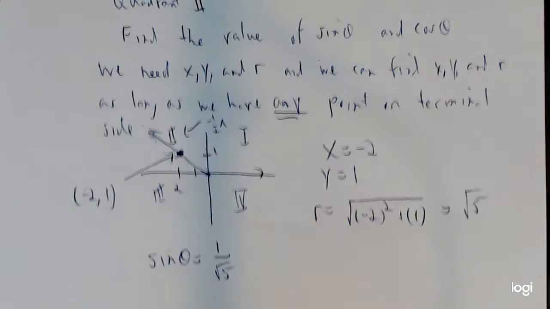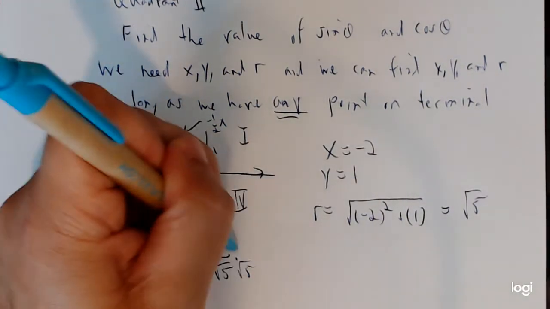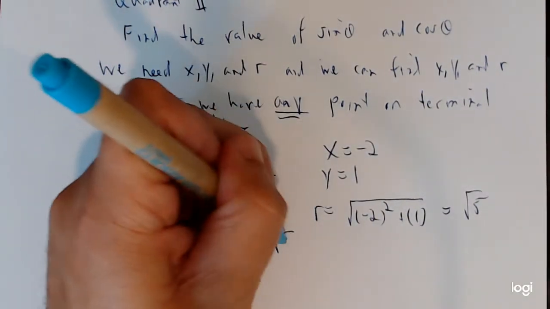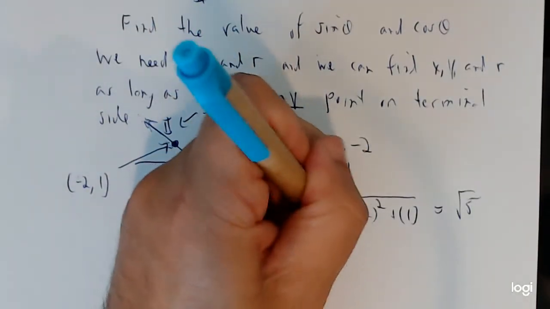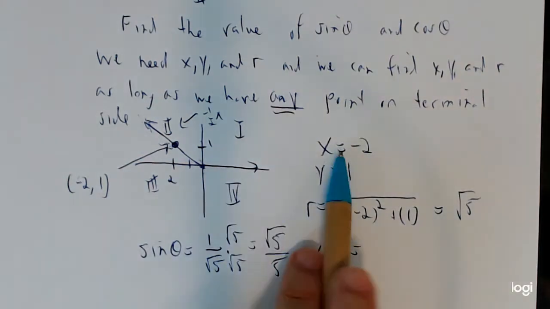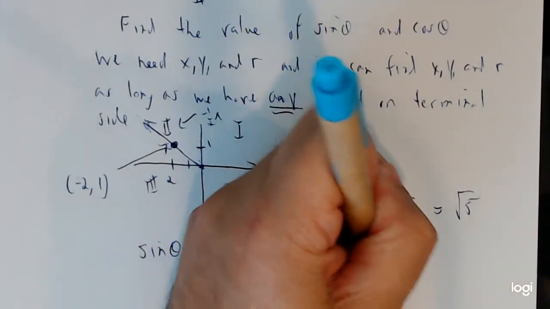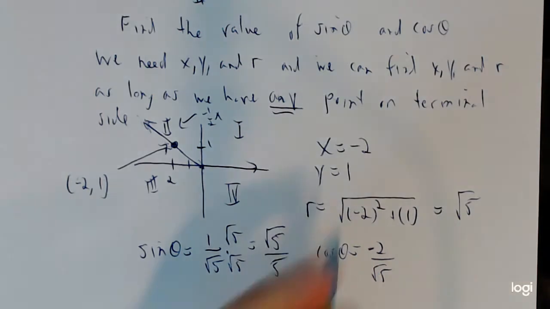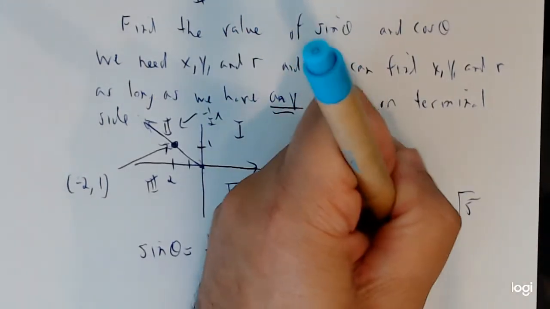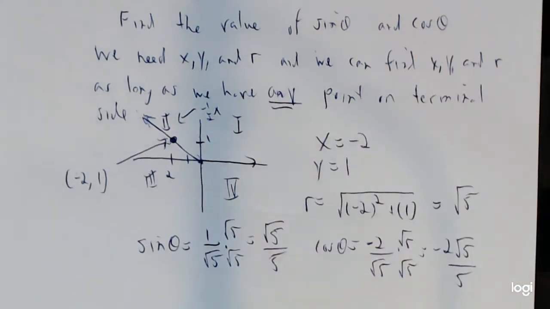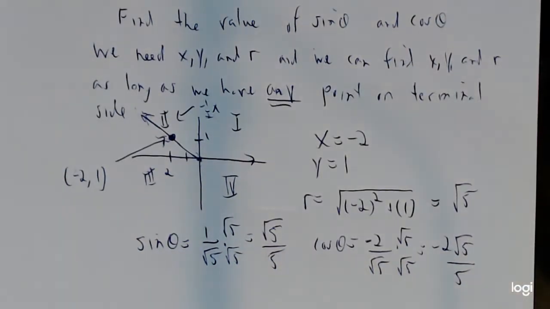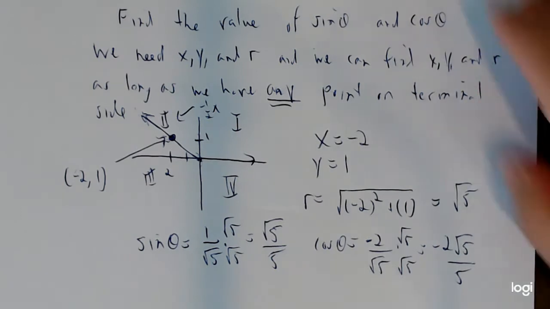And we want to rationalize this. So multiply top and bottom by rad 5. And we get rad 5 over 5. And then cosine of theta is x over r. So x was negative 2. So negative 2 over rad 5. You multiply top and bottom by rad 5 to rationalize this. And we get negative 2 rad 5 over 5. And there you have it. Okay, so notice how the important part is whenever we're asked to find exact values of sine and cosine or any trig function, we need to identify x, y, and r.